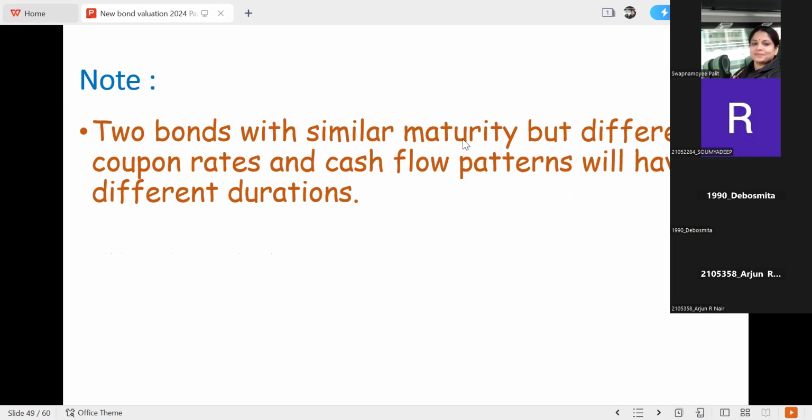You may have 2 bonds with the same maturity. Suppose both are maturing in 10 years, but the coupon rate is different. One is giving you, say, 5%, another is giving you a 7% dividend. So they will have different durations. Their duration will differ. Duration means how risky it is, how volatile it is.